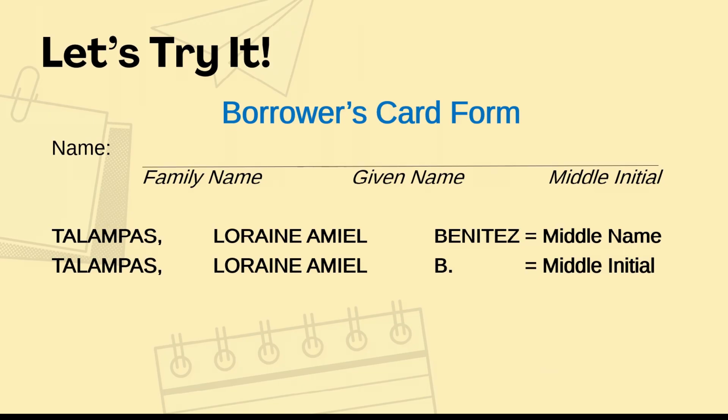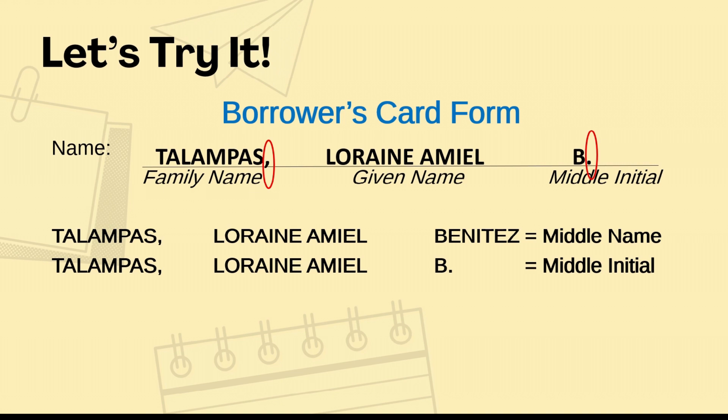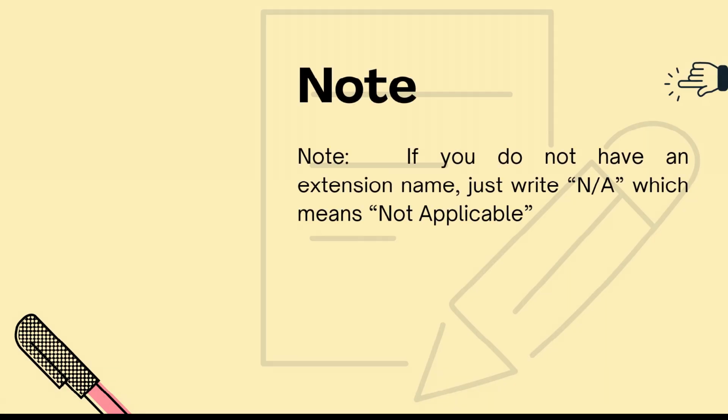Try to fill out this form. And here is the correct answer. Naglagay ng kuwit dahil nauna ang apelyido, sinundan ito ng given name, at ng middle initial. Merong tuldok. Note learners, if you do not have an extension name, you'll just write NA, which means not applicable. Here are some extension names.